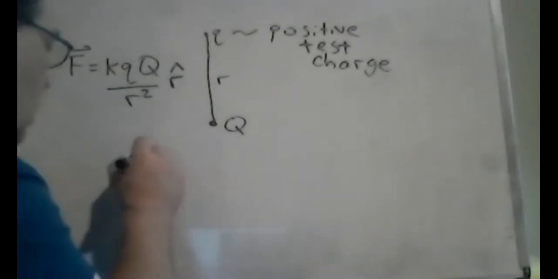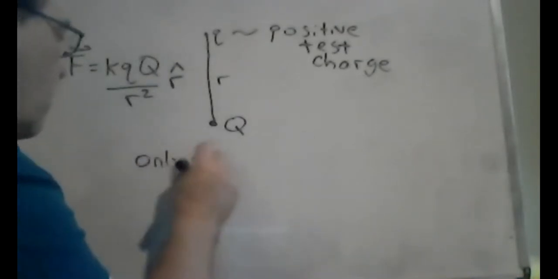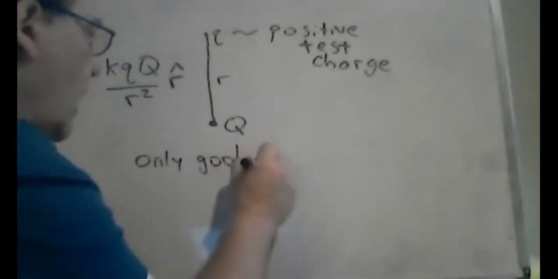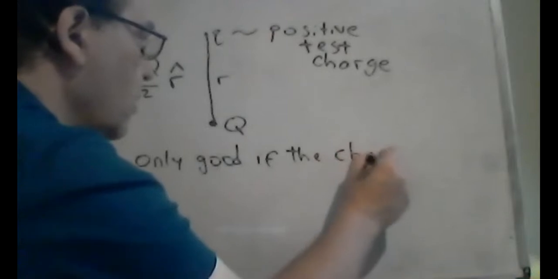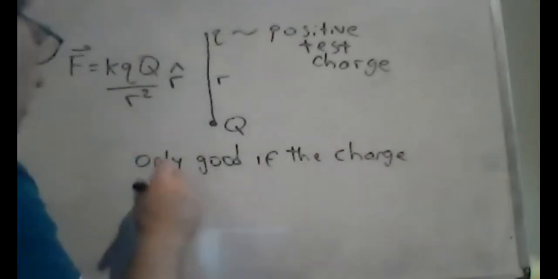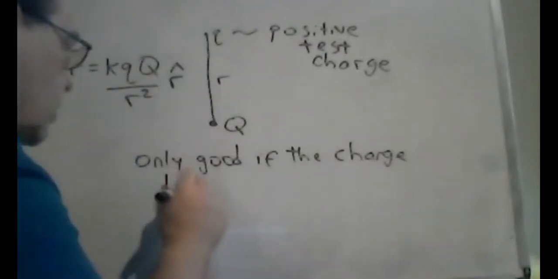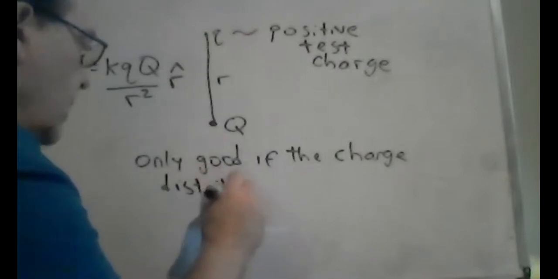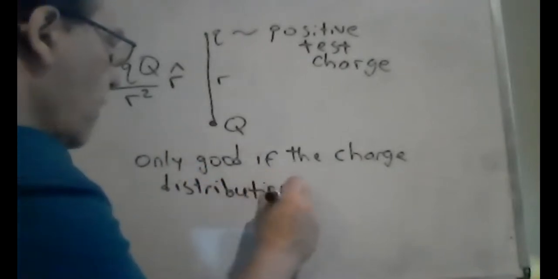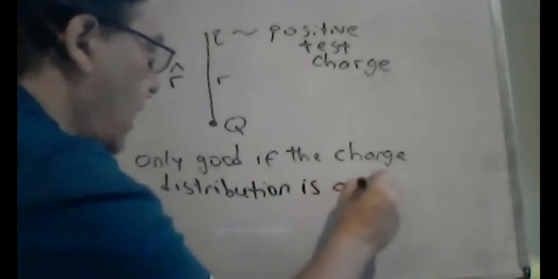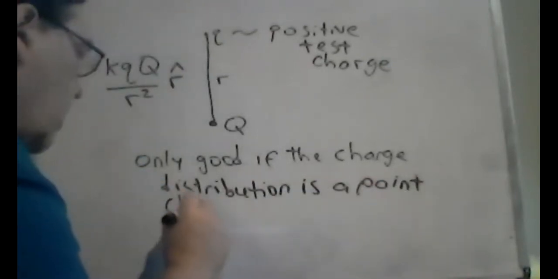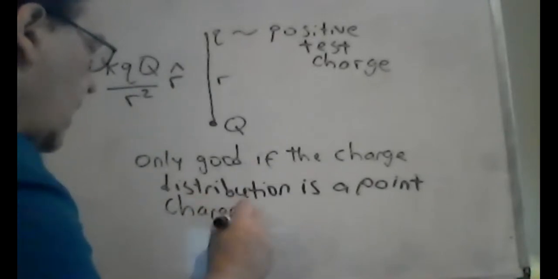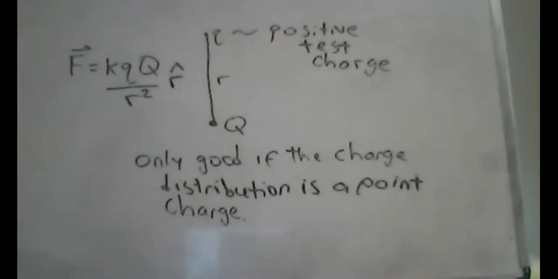Again, this is only good if the charge distribution, and we're always asking what the charge distribution is, is as simple as possible. It is a point charge, positive or negative. That's when this is good. You can't use it for any other kind of system.